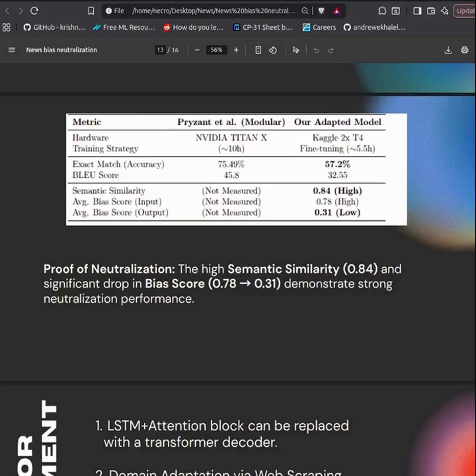This table summarizes the performance of my model against the original models, and as we can see here, the training strategy that I had adopted, which involves using the GPUs available on Kaggle, is actually giving a result which is comparable to the original papers. However, there are certain issues with this as well.